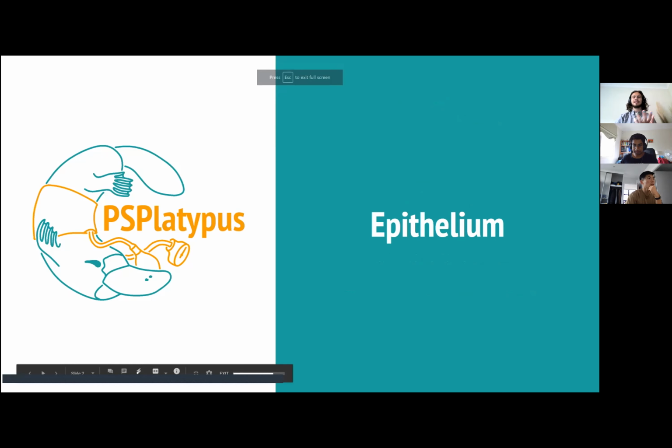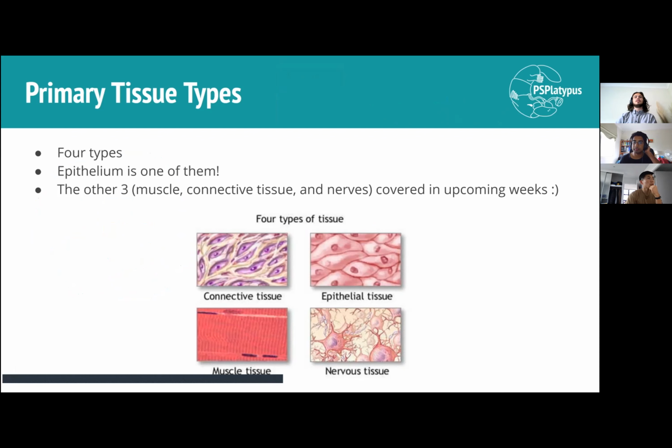Okay, so firstly, I'm covering epithelium today. What we'll start with is to contextualize epithelium. We have 4 primary tissue types, 4 main types of tissue, and epithelium is one of them. And the other 3, connective tissue, muscle tissue, and nervous tissue, will all be covered in upcoming weeks. All right. So what is epithelium?